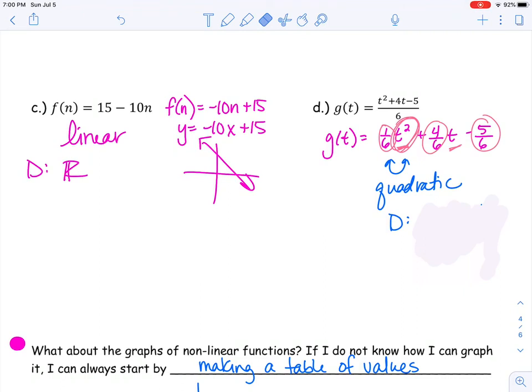I should be able to plug in any t and get out any value. There's no denominator that's going to change and ever be 0. And so my domain should be all real numbers or negative infinity to infinity. It looked a little bit funky at first, but just be careful. Because there's no variable in that denominator, we don't have to worry about domain restrictions on that one.